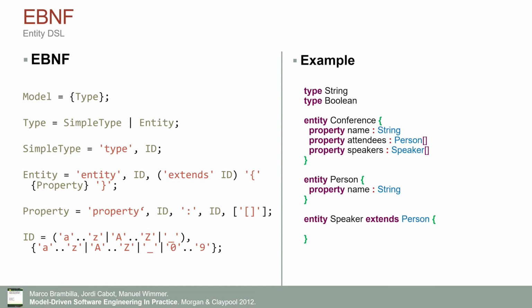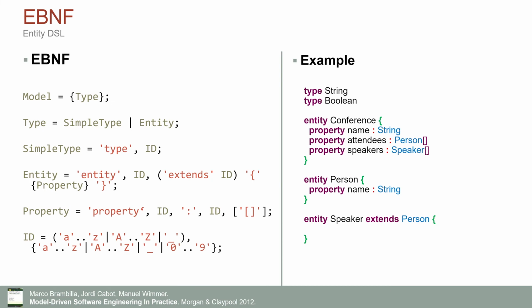A property is then defined by property and an ID, a double point and another ID, and then optionally the corner brackets to indicate that there is a set. For example, as you see, property attendees, double point, person is then that second identifier, and then we have these brackets to indicate that this is a set of persons and not a single person.